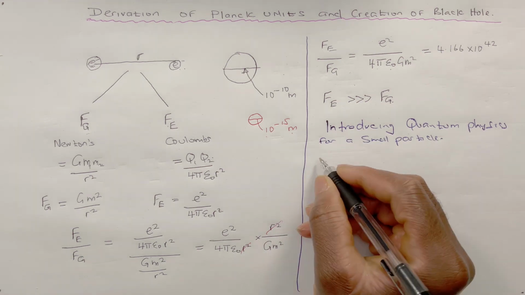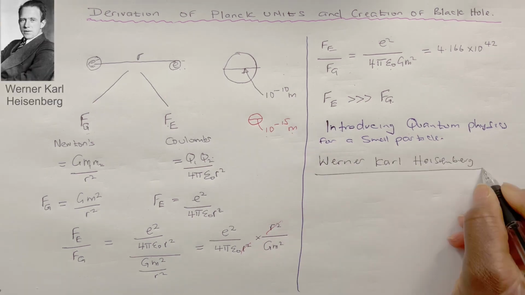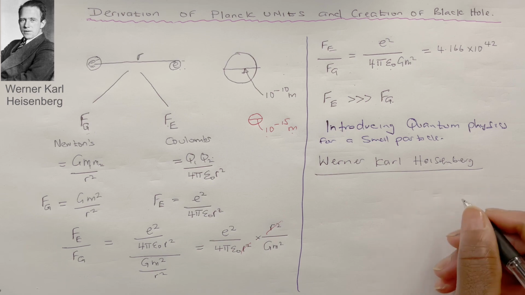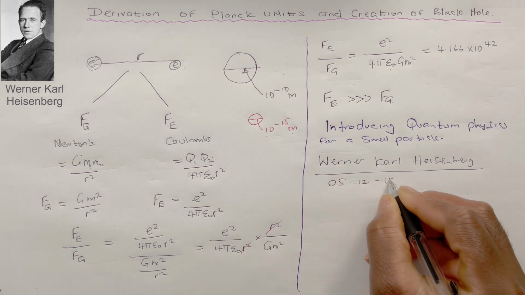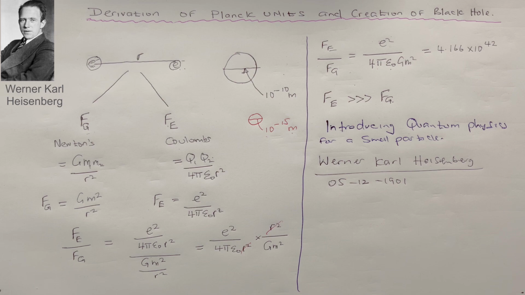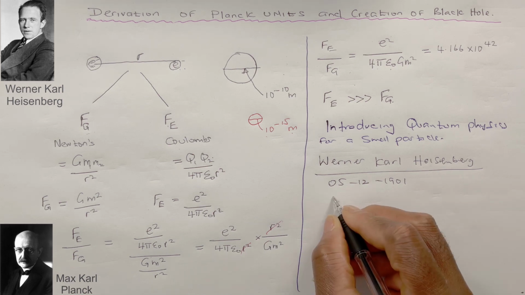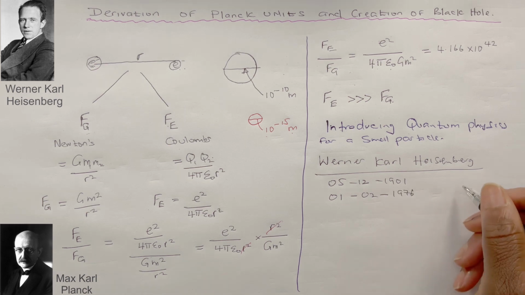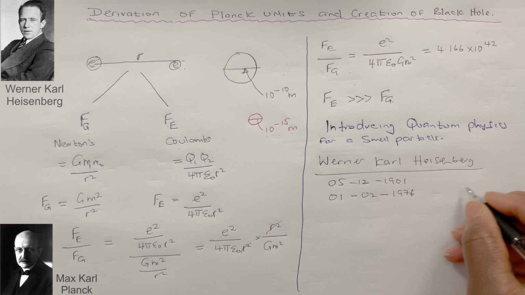The first person, well, Carl Heisenberg was the amazing gentleman who introduced the idea of the uncertainty principle. He was born in 1901, just after Max Planck introduced the Planck constant in 1900. He died in 1976. You may have heard the saying that Heisenberg may have been here.